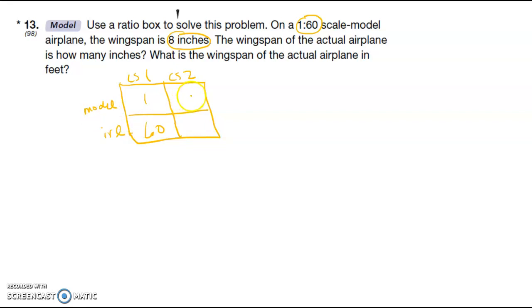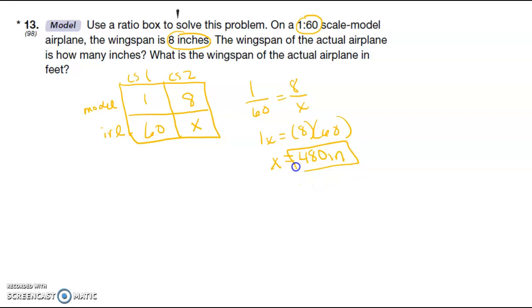So on the scale model, it's 8 inches. It wants to know what it is in real life. 1 over 60 is equal to 8 over x. 1x is equal to 8 times 60. As we cross multiply, x is equal to 480 inches. So that's my first answer.